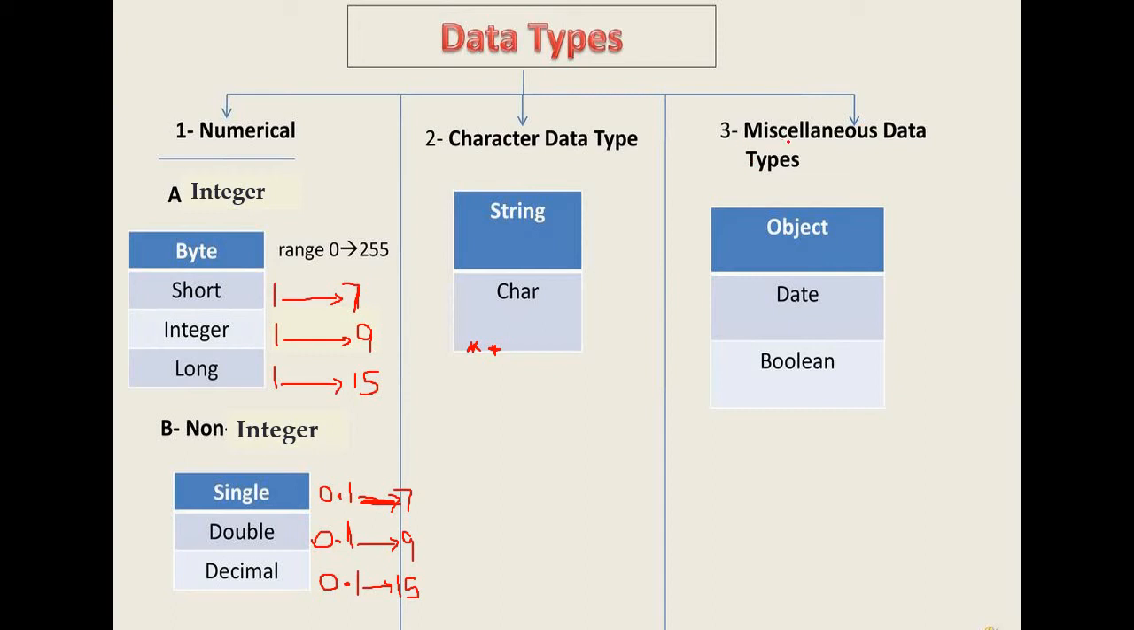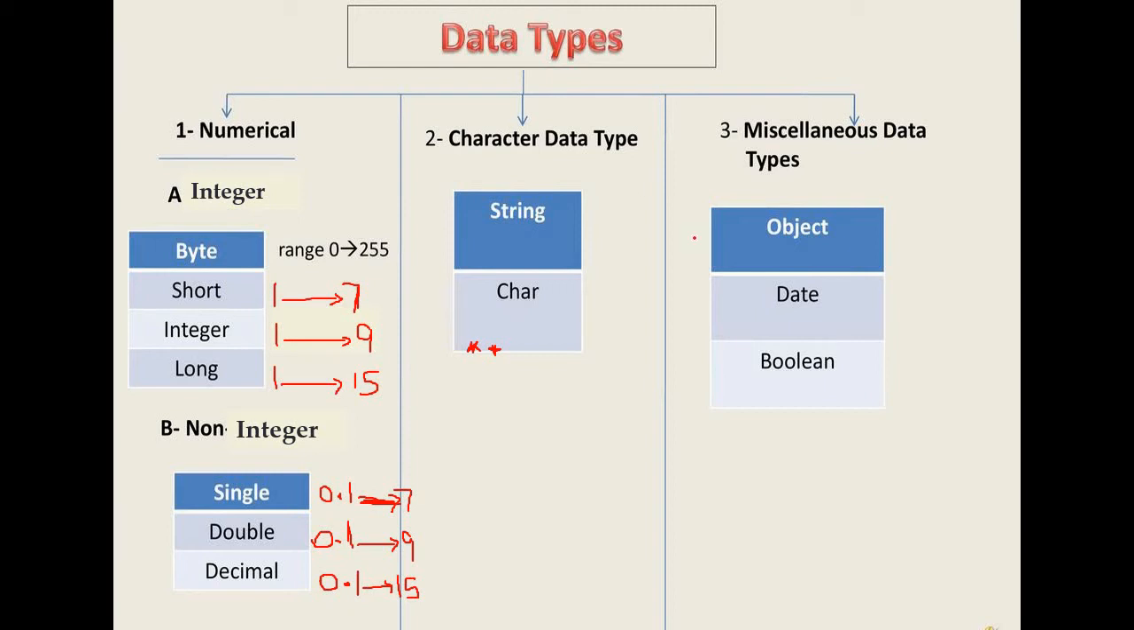The third data type is miscellaneous data types, like object, like an image or a picture that can be entered by the user. A date can be entered by the user. A boolean, as we said, true or false. Select one choice from many choices.